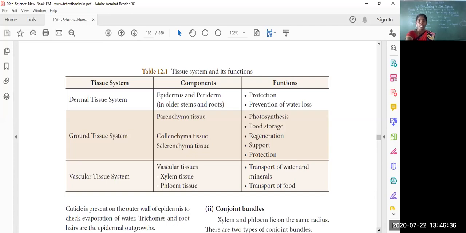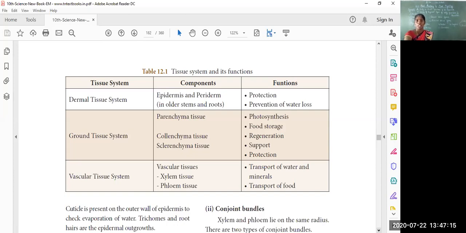Okay, so second one is the ground tissue system. There are different kinds of cells like parenchyma tissue, collenchyma tissue and sclerenchyma tissue. The main function of ground tissue systems is photosynthesis. You may know the definition for photosynthesis. Photo means light, synthesis means production. Photosynthesis refers to the synthesis of food material by plants in the presence of carbon dioxide, water and light. Next function of the ground tissue system, food storage. The synthesized food is stored in the ground tissue.